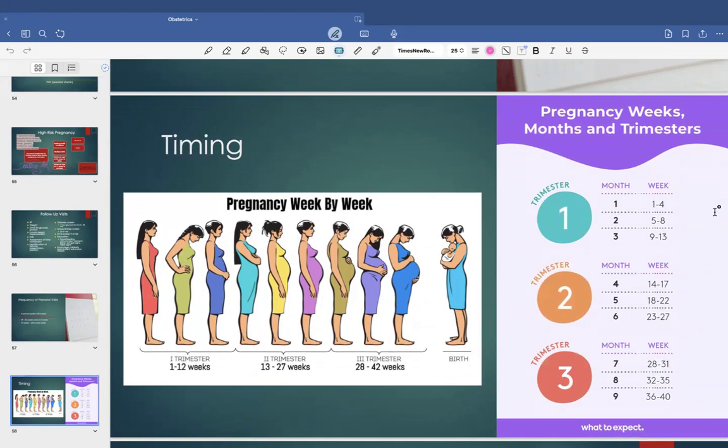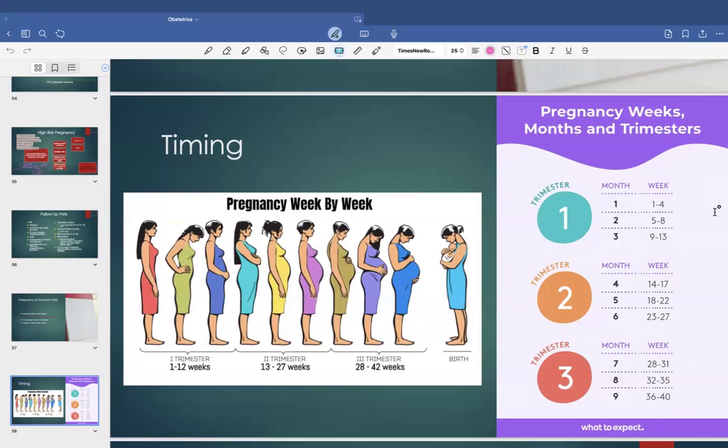The first trimester is 1 to 12 weeks. Second trimester, 13 to 27 weeks. Third trimester, 28 to 42 weeks, and then you have a baby. Now you can see a little bit of a discrepancy here because this one says that the first trimester is 1 to 13. So just know on average it's the first 1 to 12 weeks. I would never ask you something right on the border, like between 12 and 13 or 27 to 28. It'll be something for sure. First trimester, second trimester, third trimester, you'll know what I'm asking for. But this is our timing, pregnancy week by week.